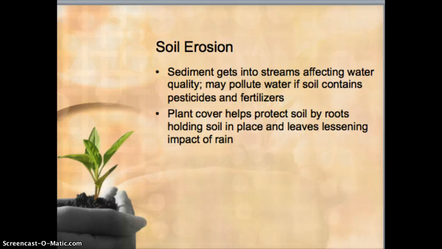One of the main problems with soil erosion, all that sediment, is going to go downhill. Gravity's going to take it downhill with the water. It's going to affect streams. That's going to cause more turbidity in the streams. It's going to affect water quality. If the soils contain pesticides or fertilizers, that's going to get into the stream. That's going to cause harm. Overall, plant cover helps protect the soil. Those roots hold all the soil in place, and any leaves, things like that, are going to lessen the impact of rain and cause less erosion.